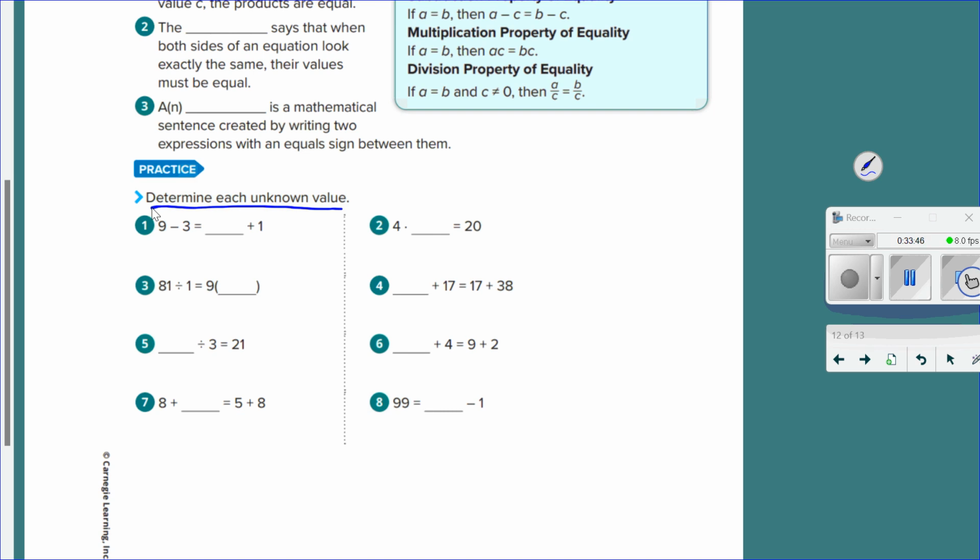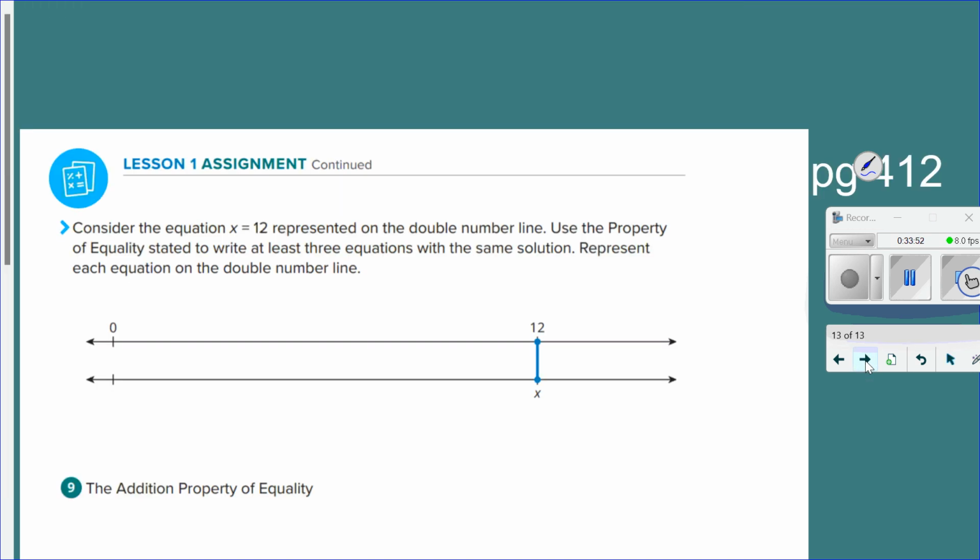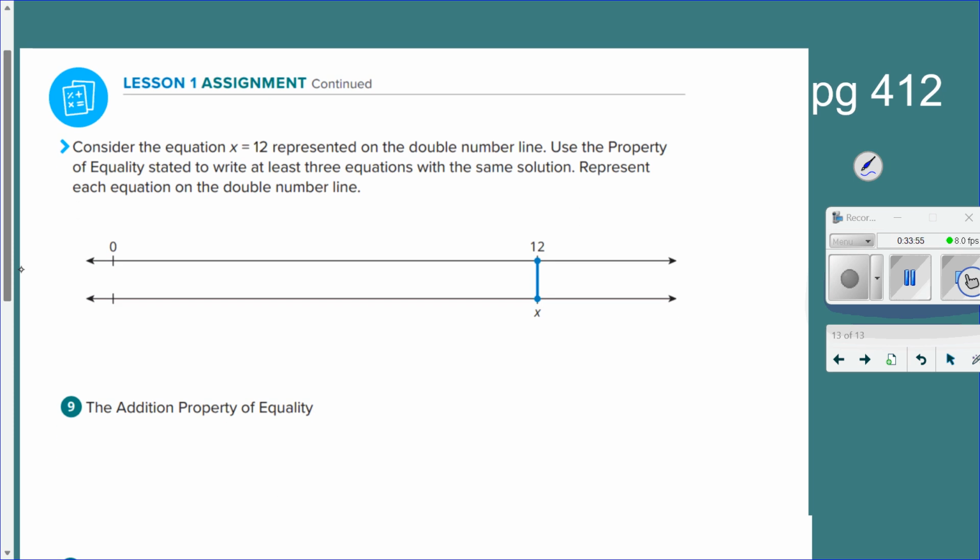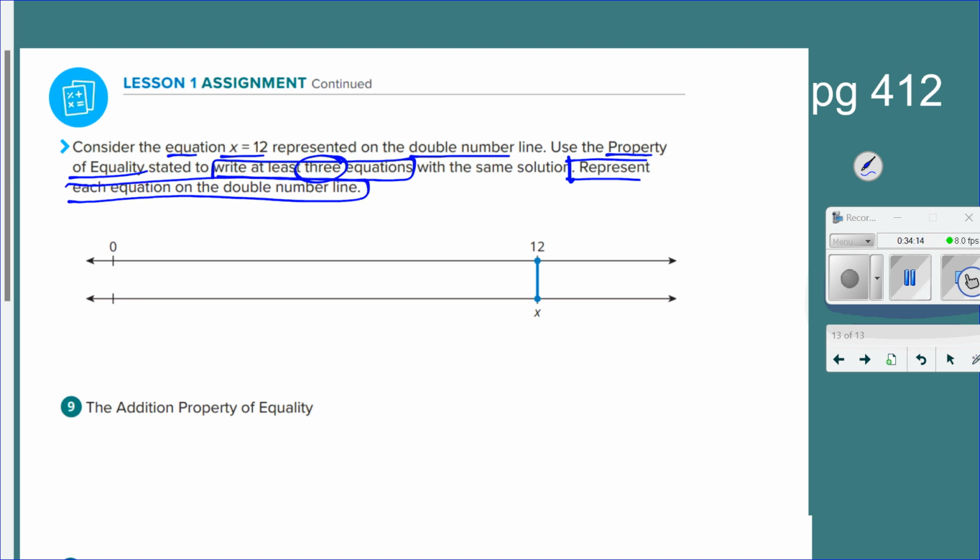Turn the page over. Here's the one that everybody's going to mess up if you're going to mess up the homework today. If I have the equation x equals 12 on the double number line, I need to use the property of equality stated to write at least 3 equations. How many do I need? 3. What else do I need to do? Represent them on the double number line. So there's 2 tasks, 2 properties. I need 3 for each. So I should have 6 new equations represented on this number line. Make sense? So I need to do 3 for addition and 3 for division.